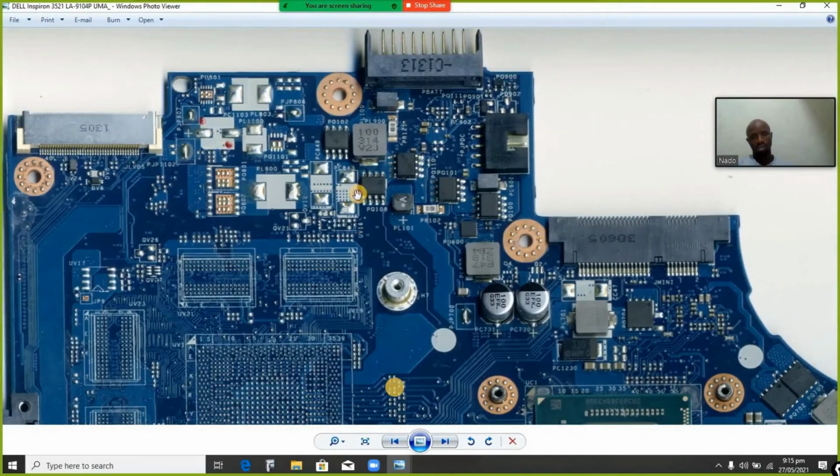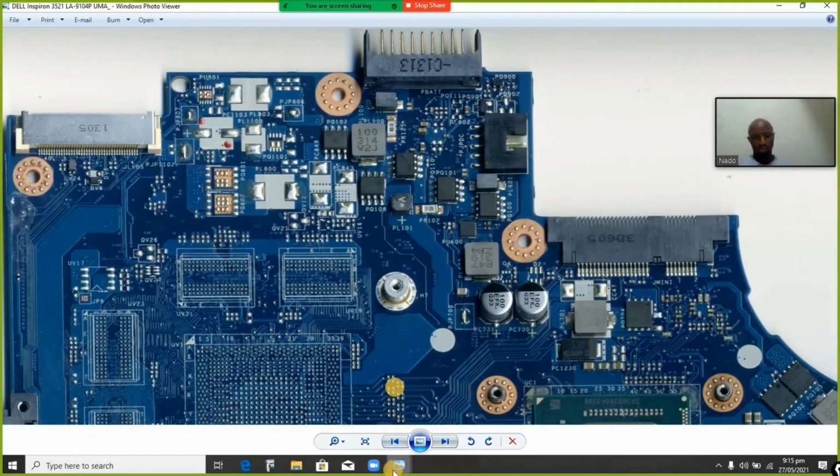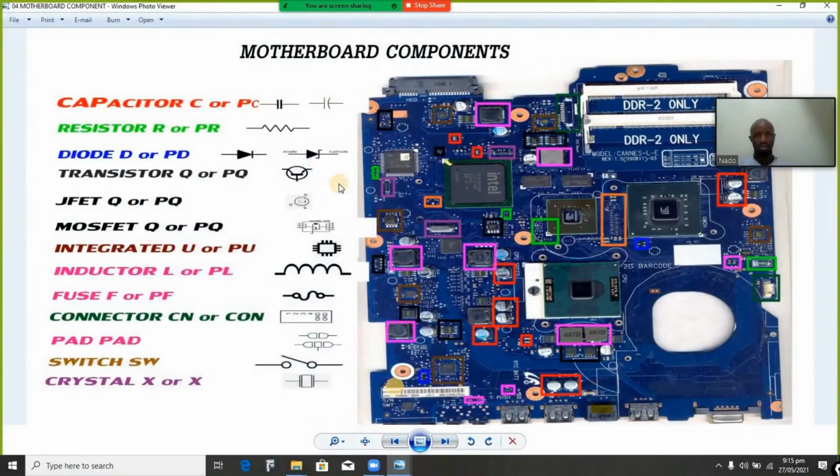Firstly, if I should check these components, like I've been showing in this picture here, we have different kinds of components. We have capacitor, resistor, diode, transistor, JFET, MOSFET, IC, inductor, fuse, connector. Connector is not really a component, but let's just refer to it as a component as well. We have pad, even pad, we have switch. Pad is also not a component. We have crystal as well, but we'll explain every one of them one after the other.